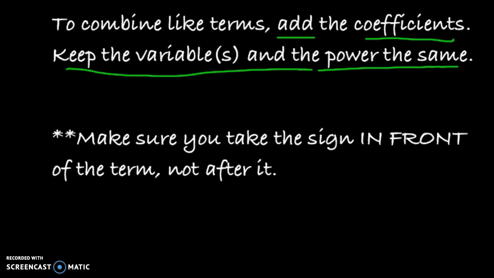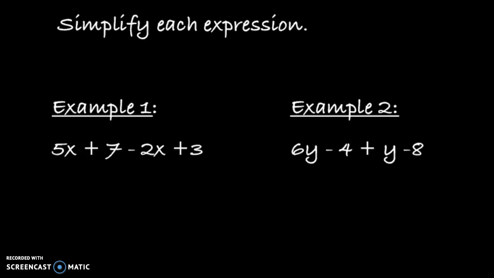Let's go ahead and look at this. So we're going to simplify each expression. Example 1, 5x plus 7 minus 2x plus 3. If I am combining these like terms, I recommend that you circle like terms, and I'm going to do 5x, and then when I do this 2x, notice there's a negative sign or a minus sign in front of it. You need to make sure that you grab that as part of the like term. So I'm going to combine 5x minus 2x, or 5x plus negative 2x. When I add 5x and negative 2x, 5 plus negative 2 is 3, so this becomes 3x.